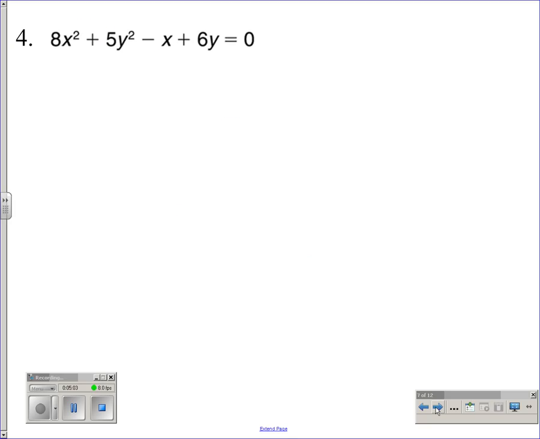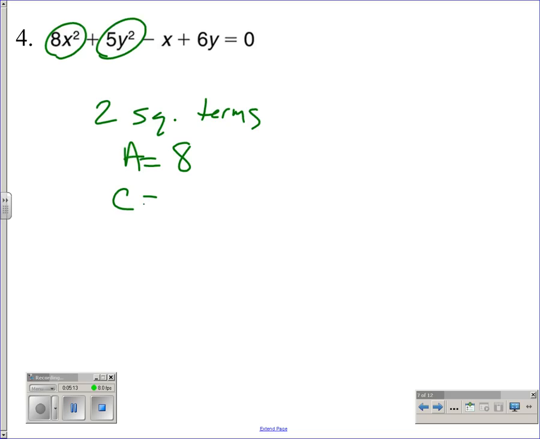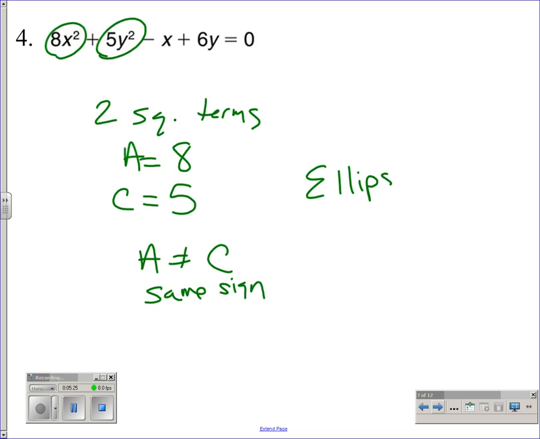Okay, last one of these. So take a look at your terms. There's two squared terms, so that eliminates parabola. The a value is 8. The c value is 5. Okay, so a is not equal to c, but they have the same sign. So which one would that be? Only one left, right? It's got to be ellipse. So if the values had been equal, then it would be a circle.